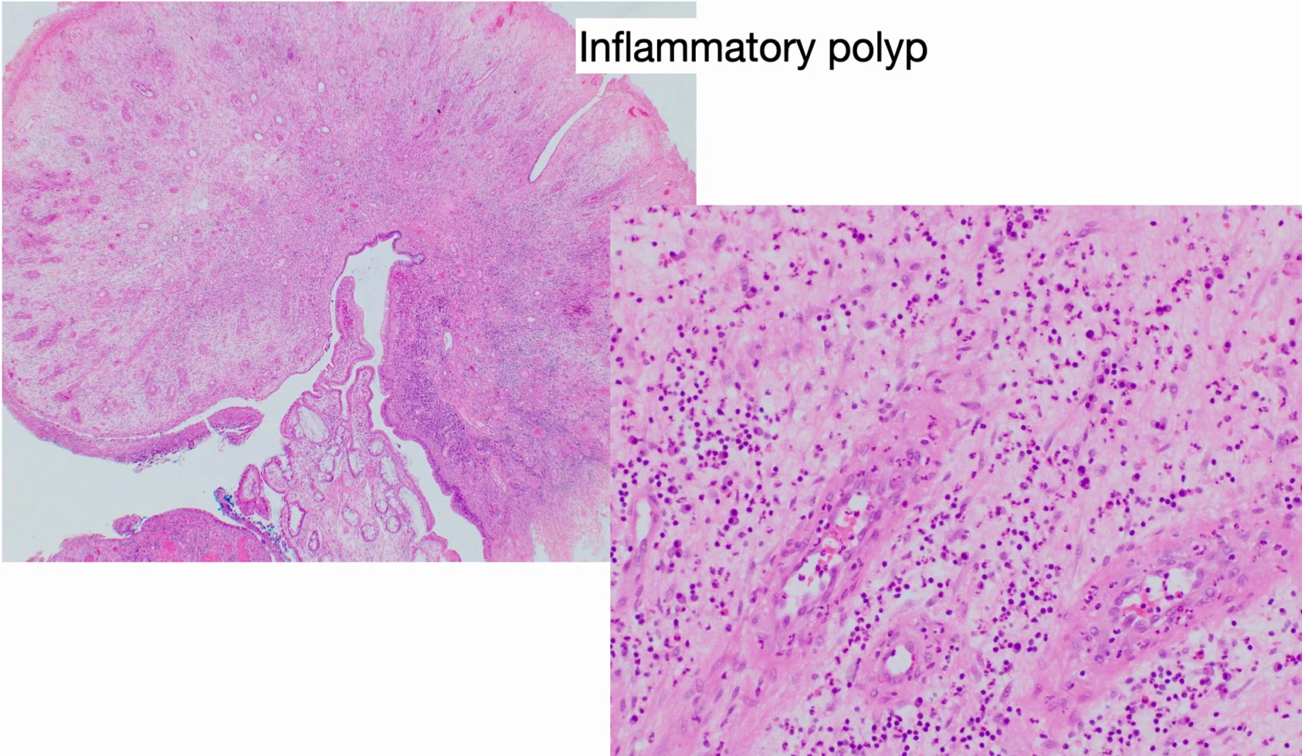Inflammatory polyp is another type of polyp. This one has a polypoid shape, so you can see the top left, it's a projection from the surface. And then microscopically, it's nice when the name describes it, but it's inflammation. So you see some mesenchymal tissue and then inflammatory cells there.